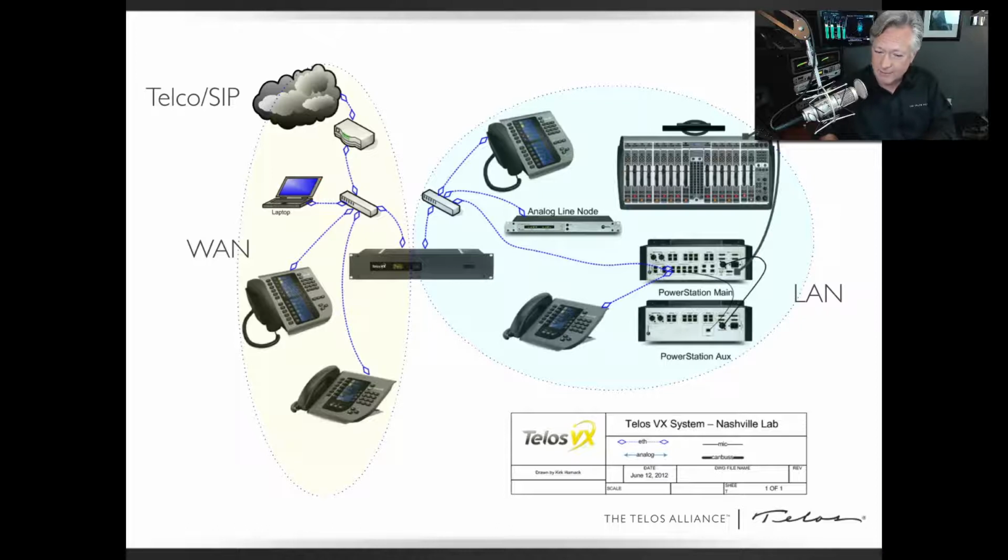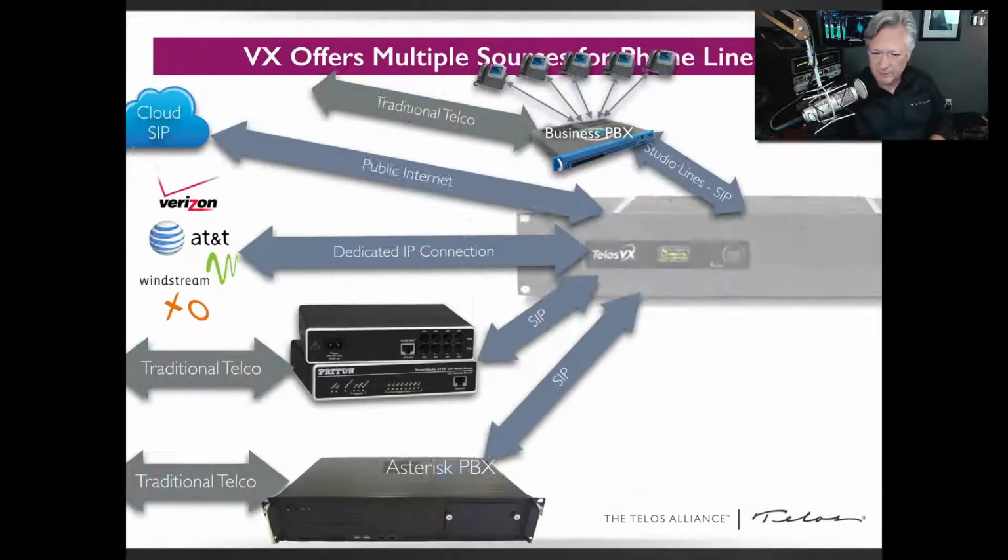And then on the right-hand side of the drawing here is the studio world. This is where the Telos VX, over the Livewire audio over IP network, sends caller audio to studios or to news workstations, wherever you need it, and receives mix-minus audio or send audio back to the caller. Plus, there are GPIO functions available.